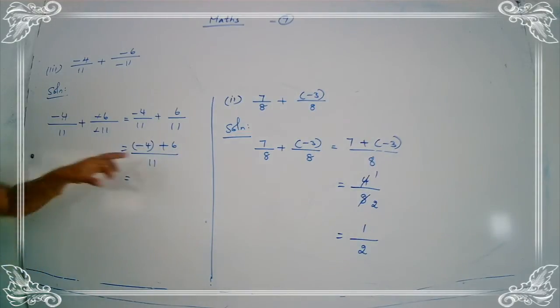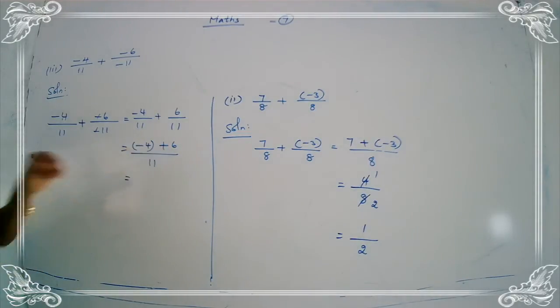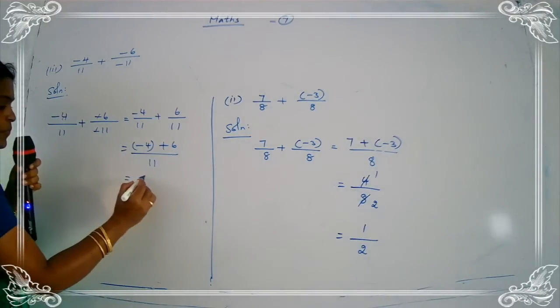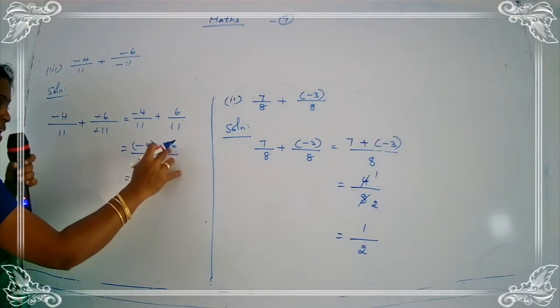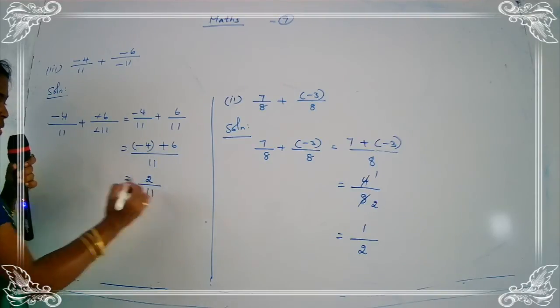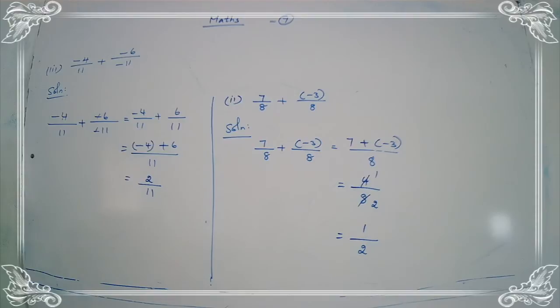Okay, so minus 4 plus 6. Different signs. This is the addition. So different signs, so we find the difference and put the greater value sign. So 6 minus 4, 2. What is the greater value sign? Plus only. Okay. So that's why our answer is 2 upon 11. Okay, children? It is clear? So our answer is 2 upon 11.